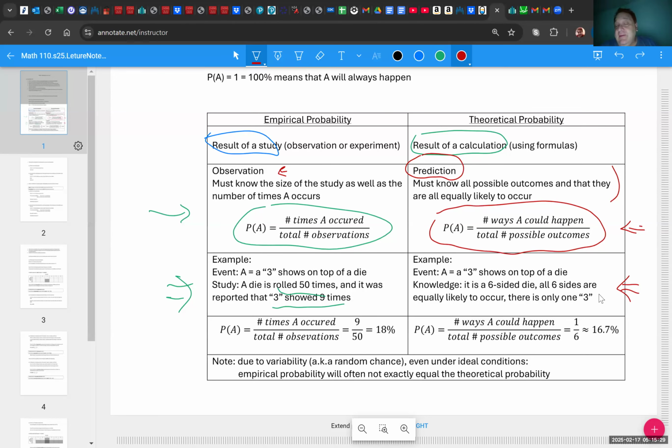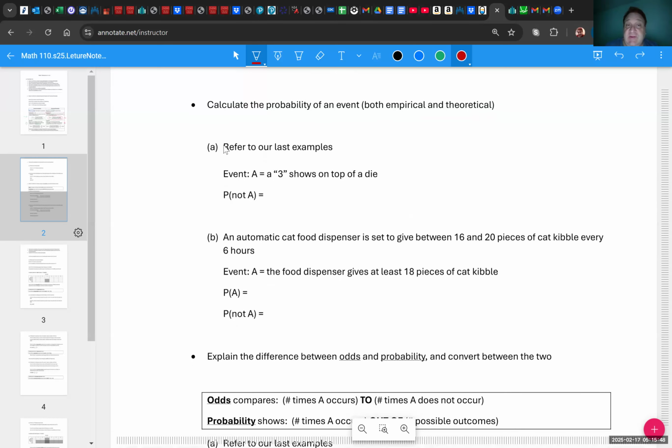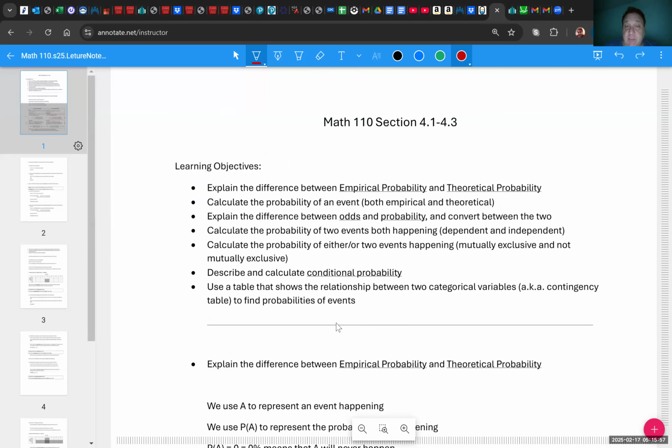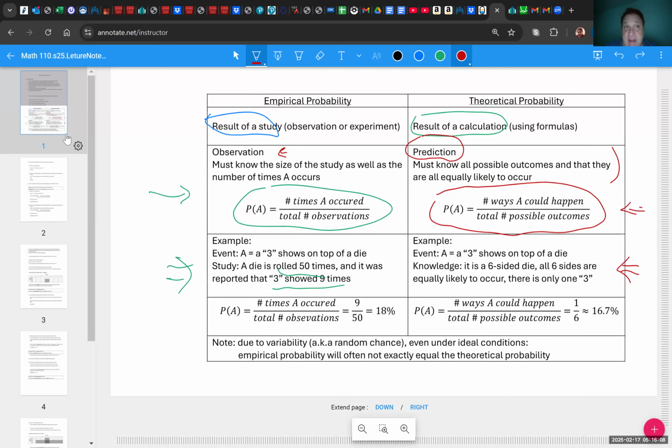Anyway, that's something you'll study in a later chapter, that these two probabilities will get closer together, but that's only if you do a study a whole bunch of times. All right, let's go on to our next learning objective. We're going to be able to calculate the probability of an event, both empirical and theoretical. So we just did the event, a 3 shows up, and for the empirical probability we got 9 out of 50, or 18%. And for the theoretical probability, we got 1 out of 6, or 16.7%. So those are the probabilities for the event happening.